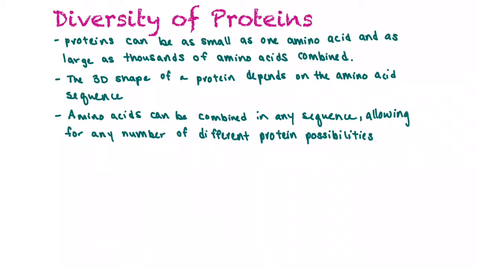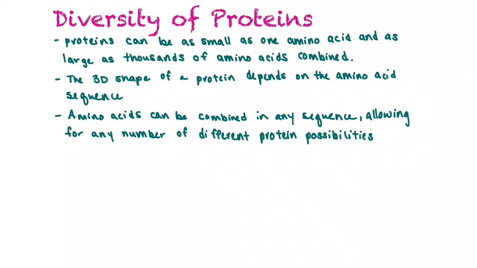The 3D shape of a protein, like I said before, depends on that amino acid sequence. And if we get an error in the DNA, we will get an error in the amino acid sequence, and then the protein may not fold properly, and if the protein can't fold properly, it won't be able to function properly. So we'll spend a little bit more time on that when we talk about molecular genetics in a later unit this year.